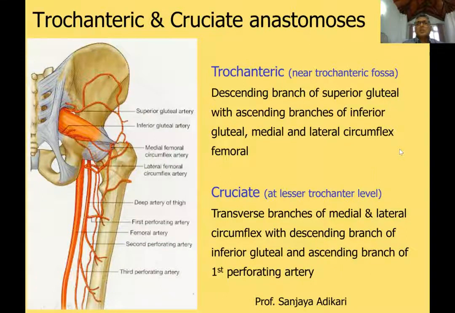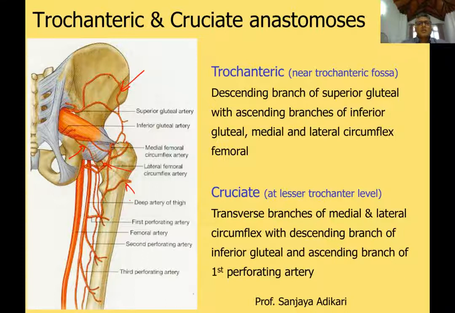Then about the two anastomoses that we mentioned, trochanteric and cruciate anastomoses. The trochanteric anastomosis is near the trochanteric fossa, that area. Okay. And the anastomosis is between the descending branches of the superior gluteal and ascending branches of the inferior gluteal and lateral and medial circumflex arteries, lateral and medial circumflex femoral arteries.